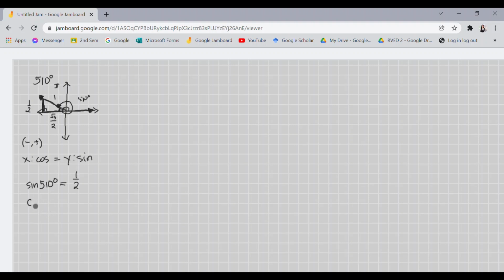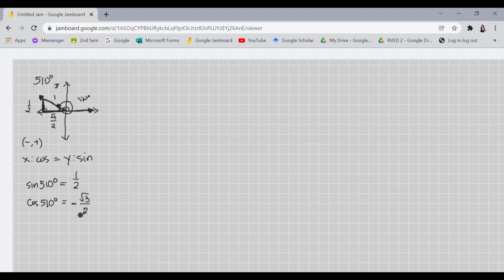And then for cosine 510, we have here cosine is to x. So what is in the x-axis, or parallel to your x-axis? We have square root of 3 over 2. However, you have to remember this is in quadrant 2. Your x-coordinate must be negative. So, cosine 510 is actually negative square root of 3 over 2.